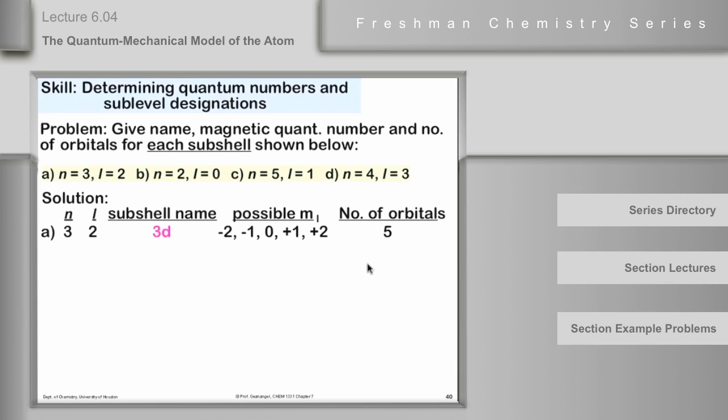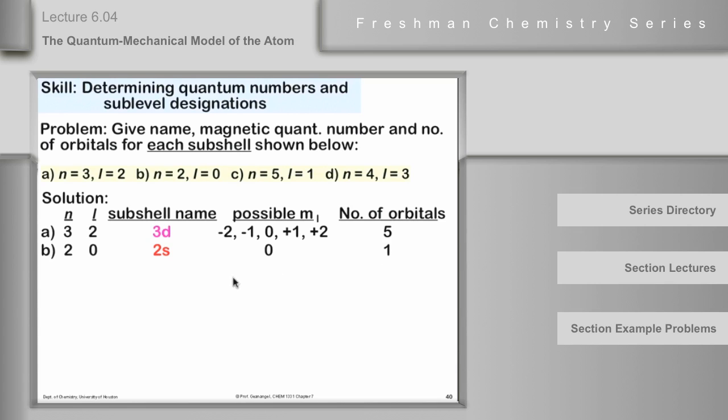Okay, question about that? Okay, then let's look at the next one. n is equal to 2 and l is equal to 0. If l is equal to 0, it's an s subshell. In this case, it would be the 2s subshell. And the possible m sub l values, since l is equal to 0, there would only be one, and that would be m sub l equal to 0. And therefore, there would only be one orbital for n equal to 2, l equal to 0, and m sub l equal to 0.